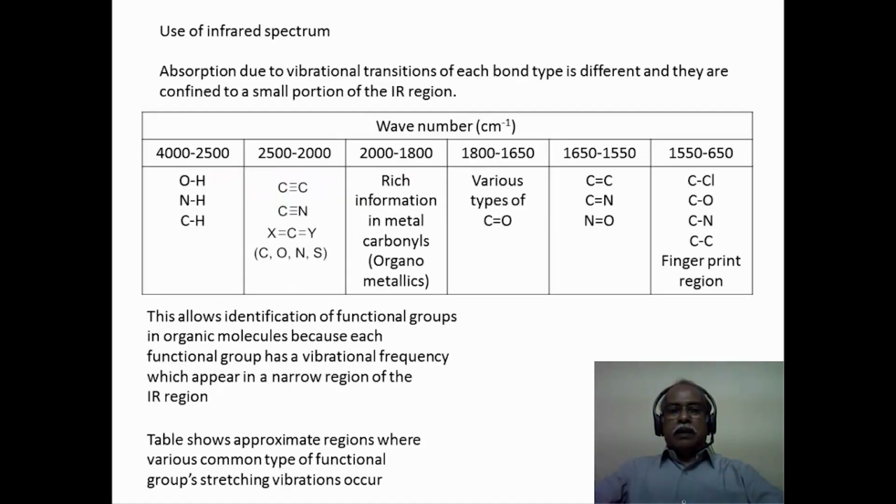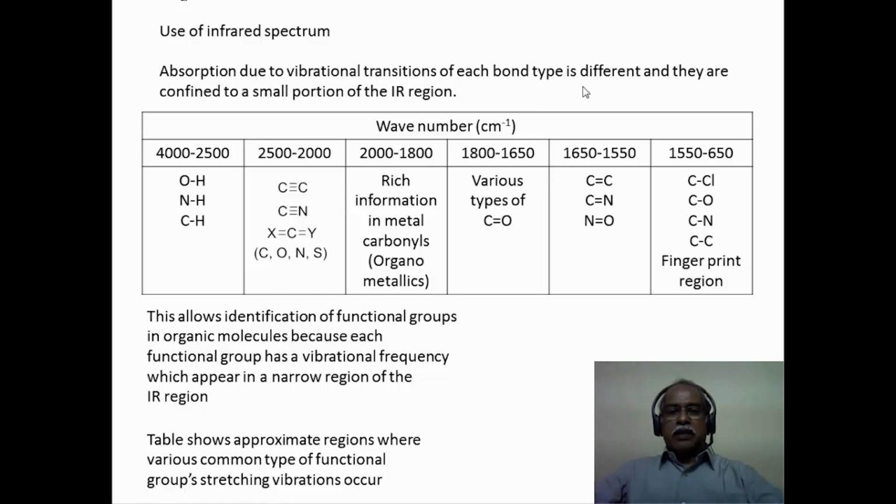The other use of the infrared spectrum, of course, is the conventional, traditional use where the vibrational stretching frequencies of various functional groups could be detected in the infrared spectrometer. The absorptions due to the vibrational transition of each type of bond are different, and they are confined to a very small portion of the infrared region.